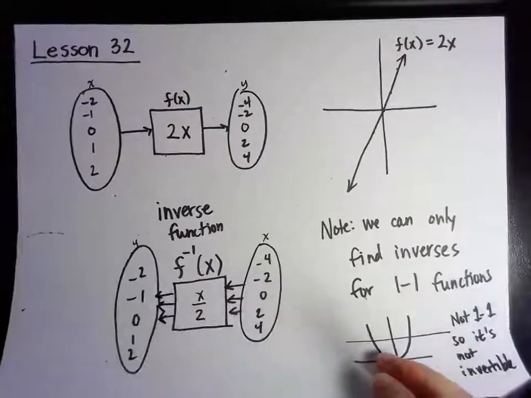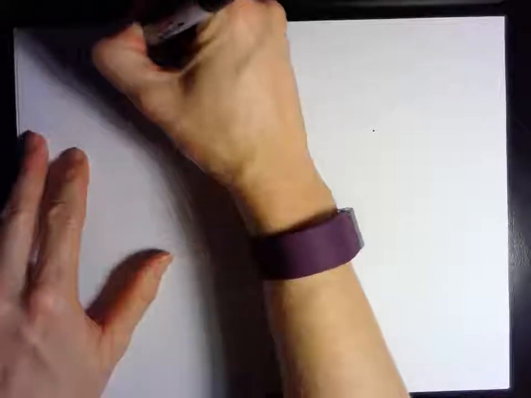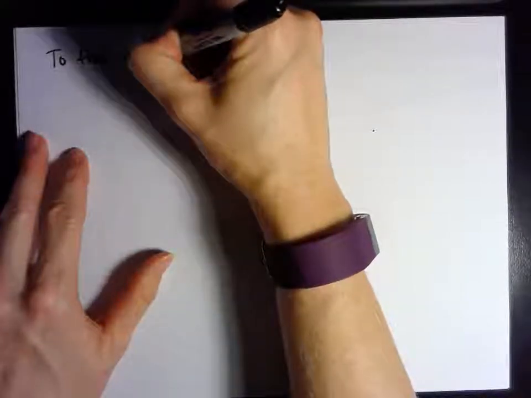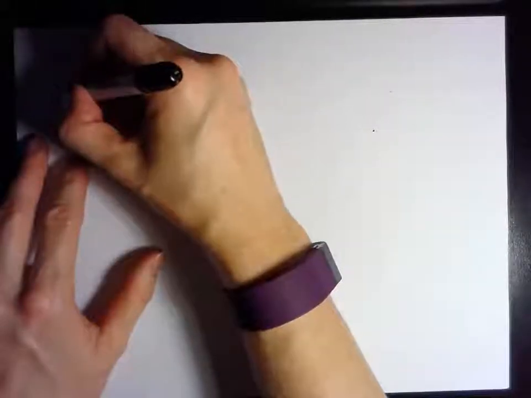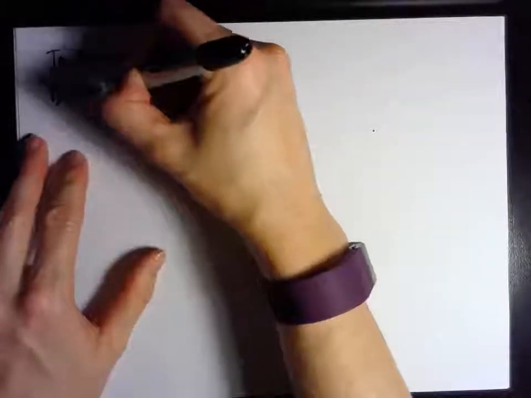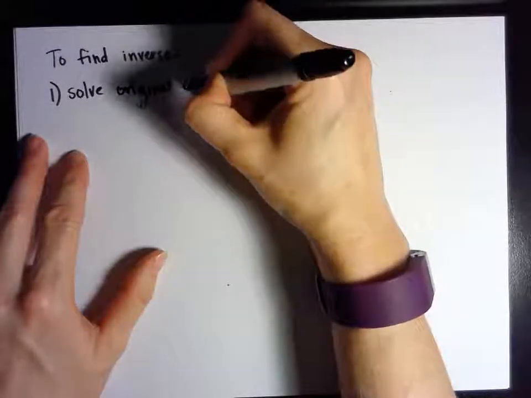So in general, the way that we find an inverse is, first of all, we solve the original equation for x.